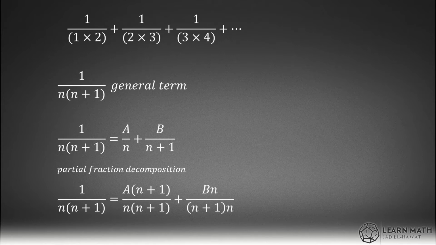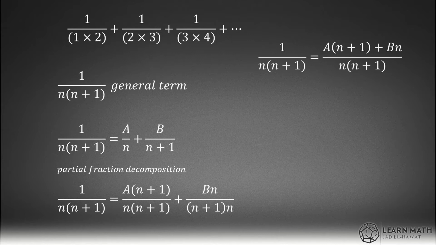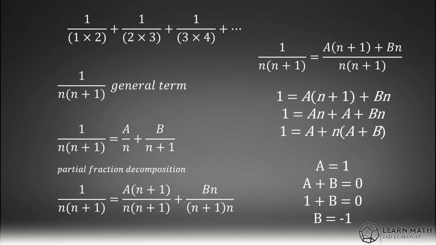Multiply a by n plus 1 and b by n to get the same denominator on both sides. So 1 equals a times n plus 1 plus bn. 1 equals an plus a plus bn. 1 equals a plus n times a plus b.